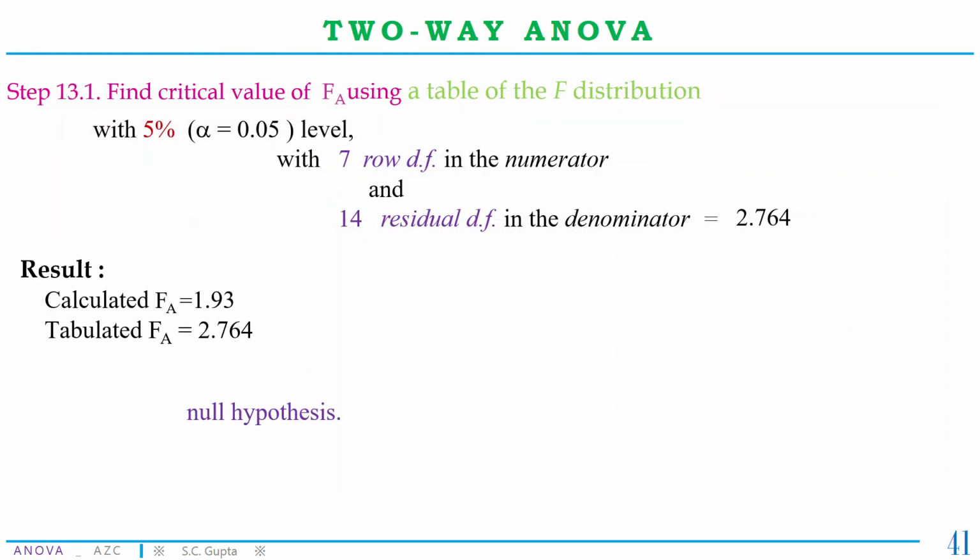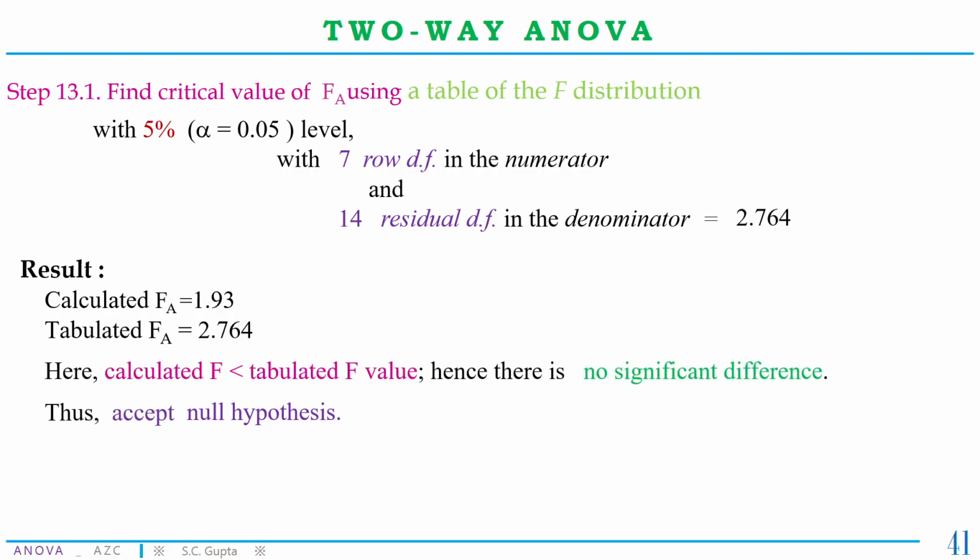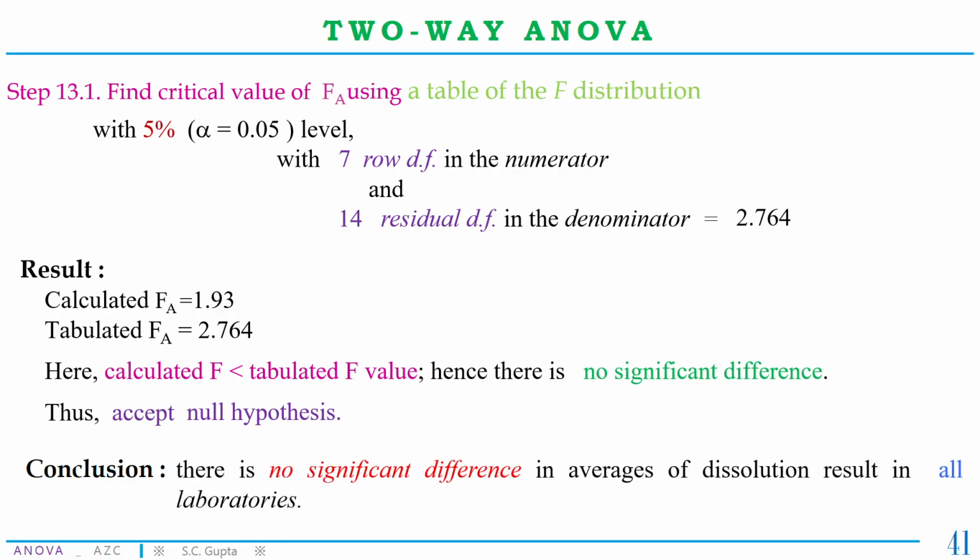Result: calculated FA is 1.93 and tabulated FA is 2.764. Here, calculated value is less than tabulated value. Hence, there is no significant difference. Thus, accept null hypothesis. Conclusion: there is no significant difference in averages of dissolution result in all laboratories.